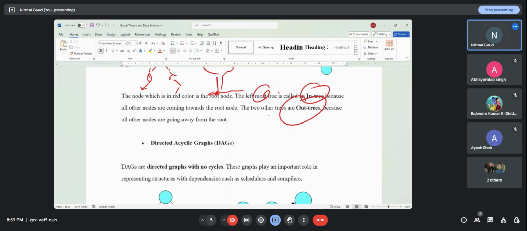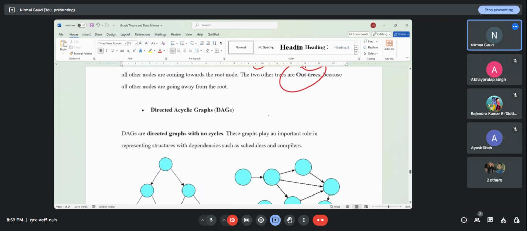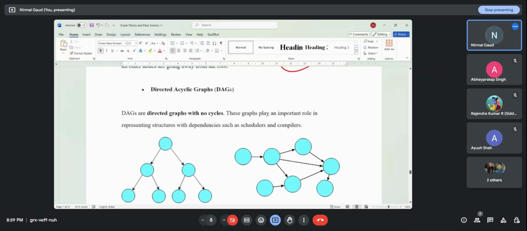Okay, then directed acyclic graph, DAG. That means a directed graph with no cycle. What does it mean by acyclic? Acyclic means no cycle. That is why they are called DAGs.